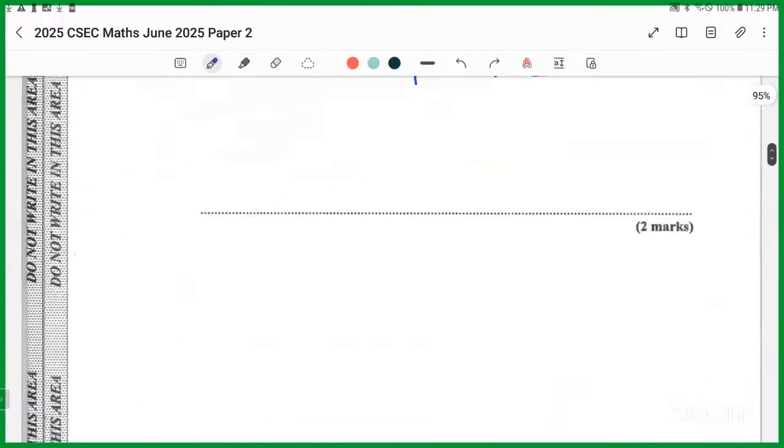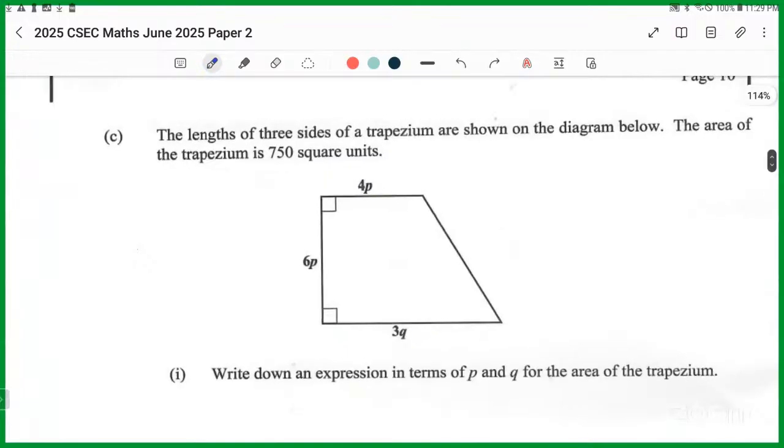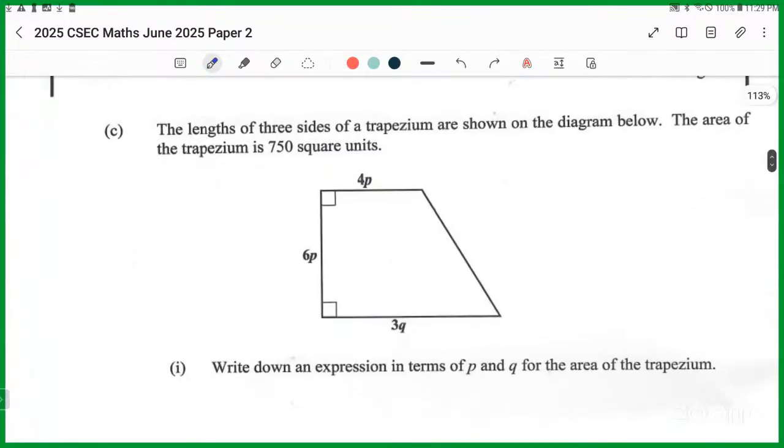All right, let's continue. This part now says, Josiah, can you hear me? Can you see the screen? Josiah?